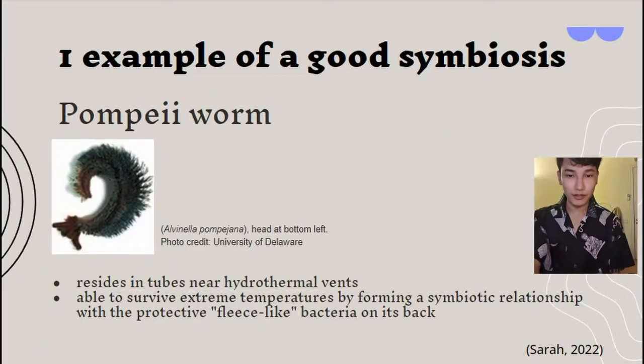Example of a good symbiosis: the Pompeii worm is a deep sea polychaete that resides in tubes near hydrothermal vents. It can survive extreme temperatures by forming a symbiotic relationship with the protective fleece-like bacteria on its back. Living in a symbiotic relationship, the worm secretes mucus from tiny glands on its back to feed the bacteria, and in return, it is protected by some degree of insulation. The bacteria have also been discovered to be chemolithotrophic, contributing to the ecology of the vent community.